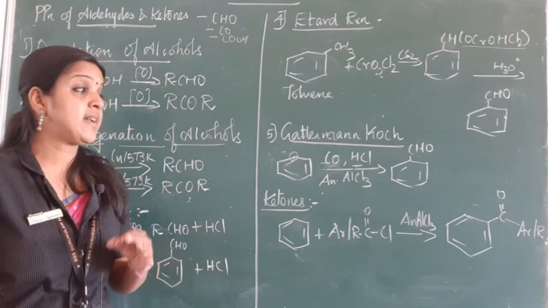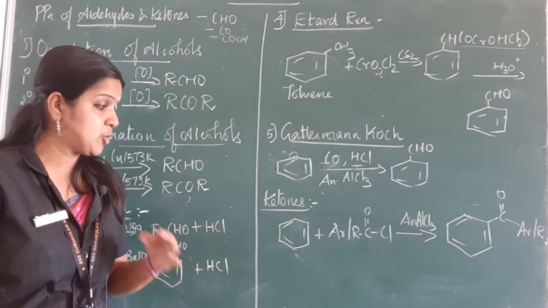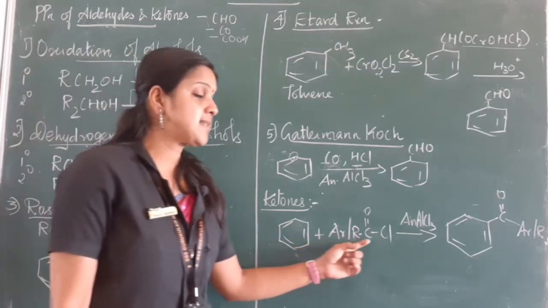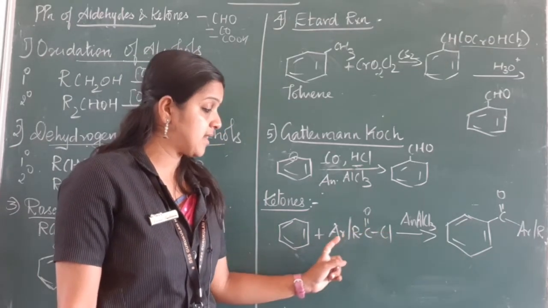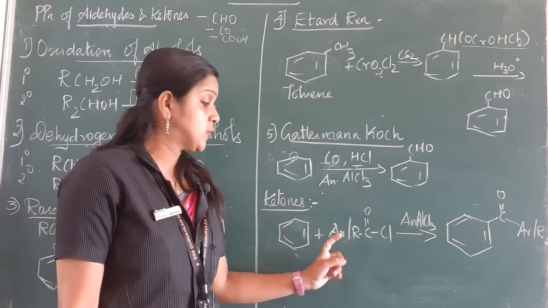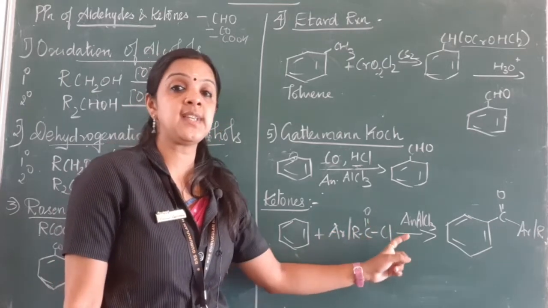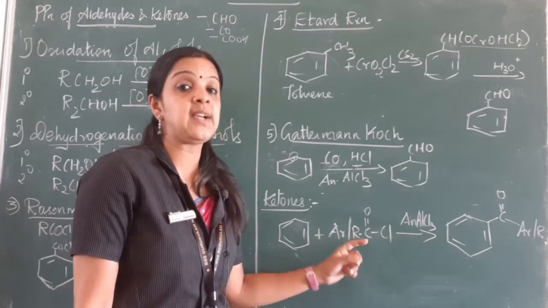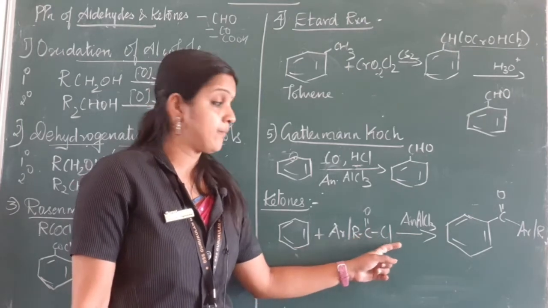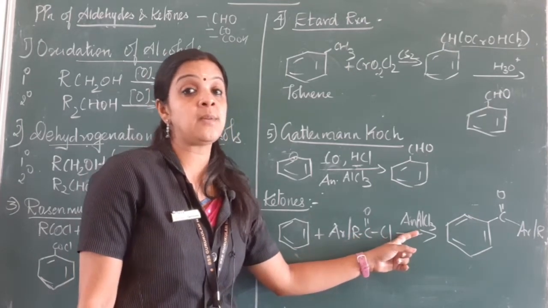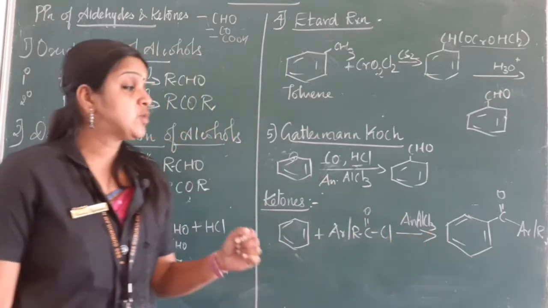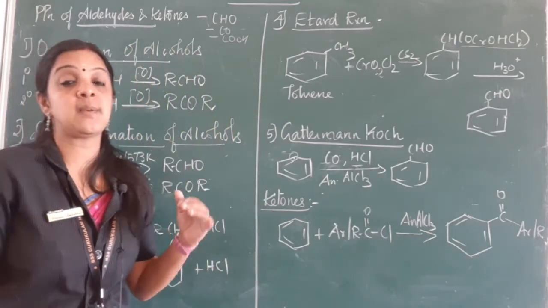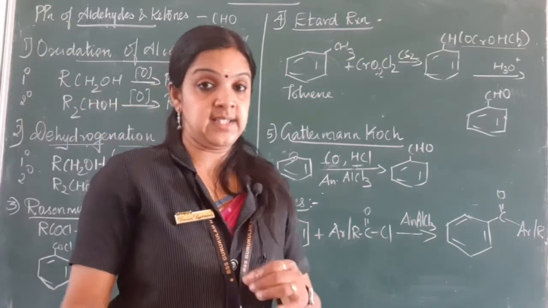You cannot prepare an aldehyde this way, you can prepare a ketone. Take benzene with an acid chloride, where Ar refers to the aryl group. So it can be C6H5COCl, or R refers to methyl or ethyl COCl, which on treatment with aluminium chloride as a catalyst, you get this ketone. So these are the main preparations of aldehydes and ketones.